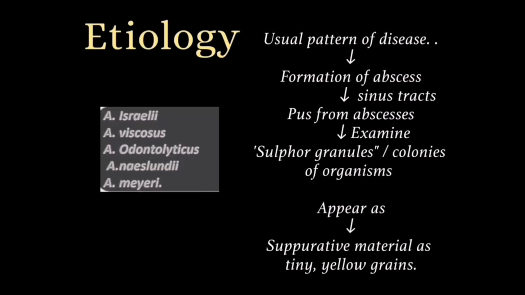Coming to the etiology of actinomycosis, it is caused by Actinomyces bacteria. And from the lesions of the disease, we identify different varieties like Actinomyces israelii, Actinomyces meyeri, Actinomyces viscosus, Actinomyces odontolyticus, etc. The usual pattern of this disease is forming an abscess and then draining out through the sinus tract. When we examine the pus from the abscess, we can see some sulfur granules or colonies of the organism, which appear as tiny yellow grains or granules.